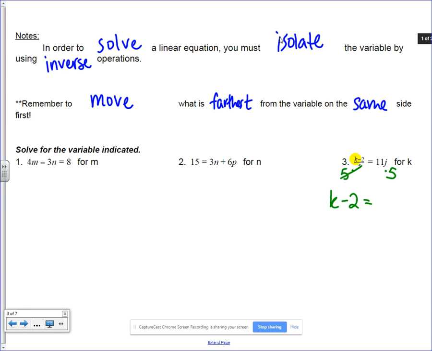Now, am I allowed to multiply 11J and 5 together? Yes, you're allowed to multiply anything you want together. When we distribute, we just distribute, don't we? That's multiplication? Okay, so what is 11J times 5? Now, I'm still trying to isolate this K. Plus 1? Plus 2.